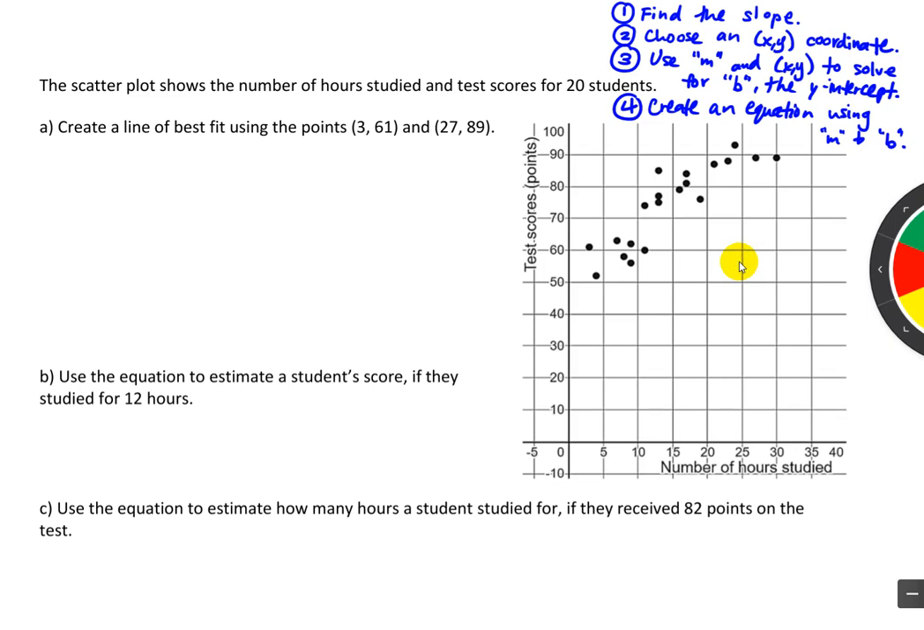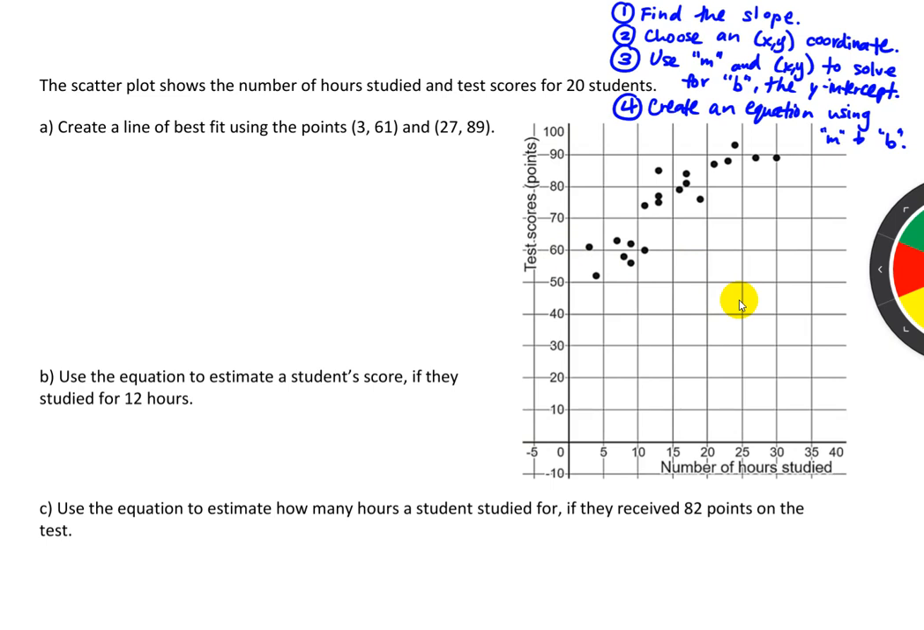Hello! The purpose of this video is to show you how to create a line of best fit given a scatter plot. Let's say we have a scatter plot that shows the number of hours studied and the test scores for 20 different students. And let's say we want to create a line of best fit using specific points.